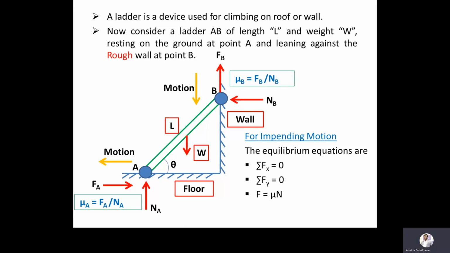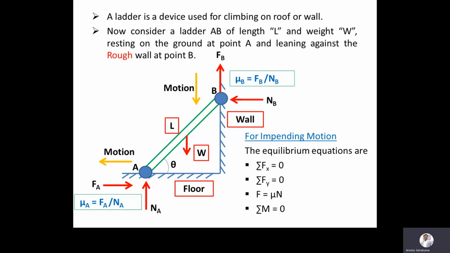One more important thing: because we have four unknowns, that is, the frictional force at A, the normal reaction at A, the frictional force at B and the normal reaction at B, we need one more equilibrium equation, that is, the moment about any one point is equal to 0. So these are the four equations we are going to use to solve problems in ladder friction.